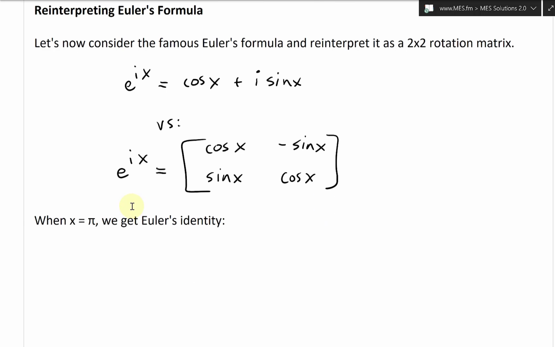Alright, and now let's take a look at Euler's identity. I'll just write this formula and bold this one. So that's bolded.